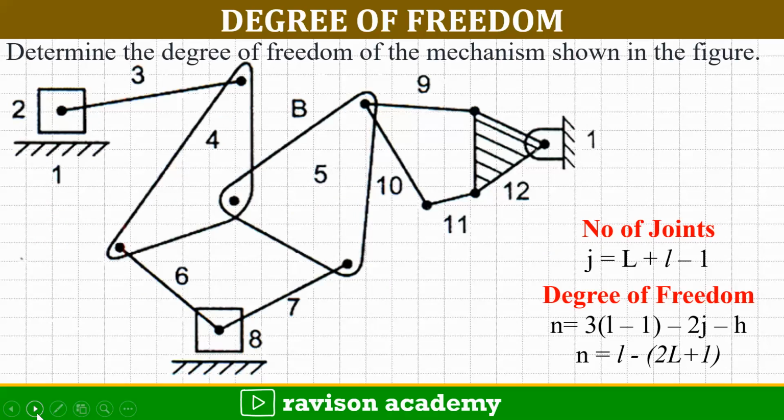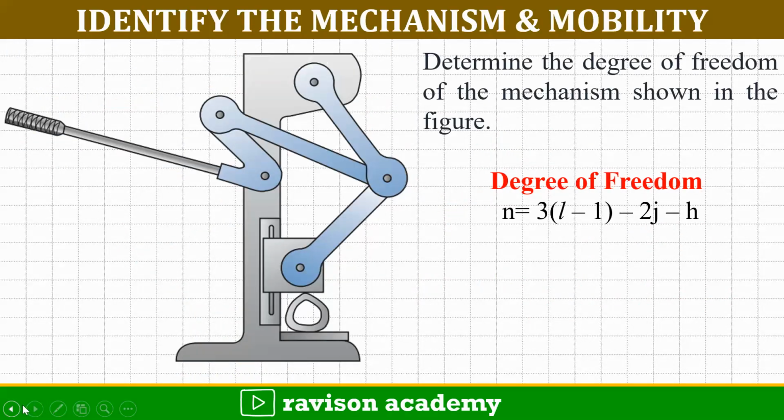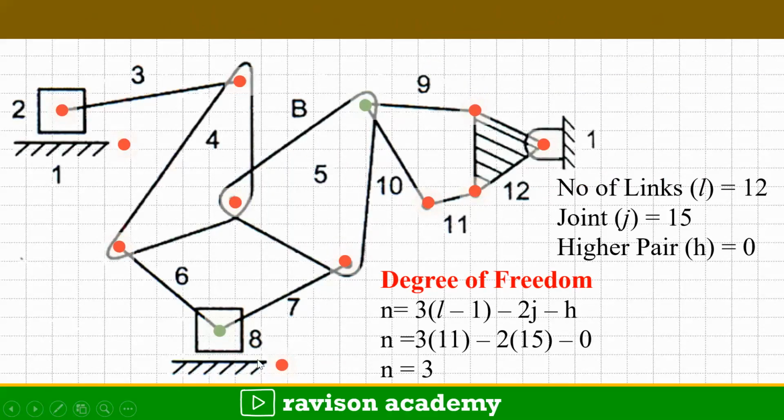This is another problem. Determine the degree of freedom for the mechanism shown in the figure. By looking into this problem, we can tell there are 2 sliding pairs here. Here 1 and 8 and 1 and 2 make 2 sliding pairs. Here you can see the joints.